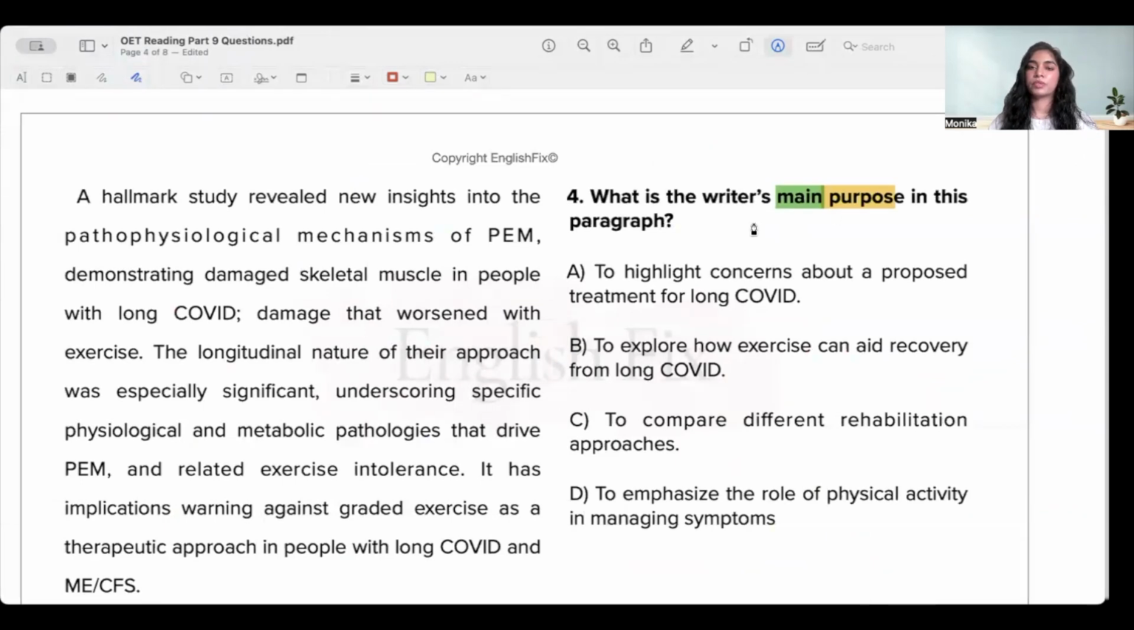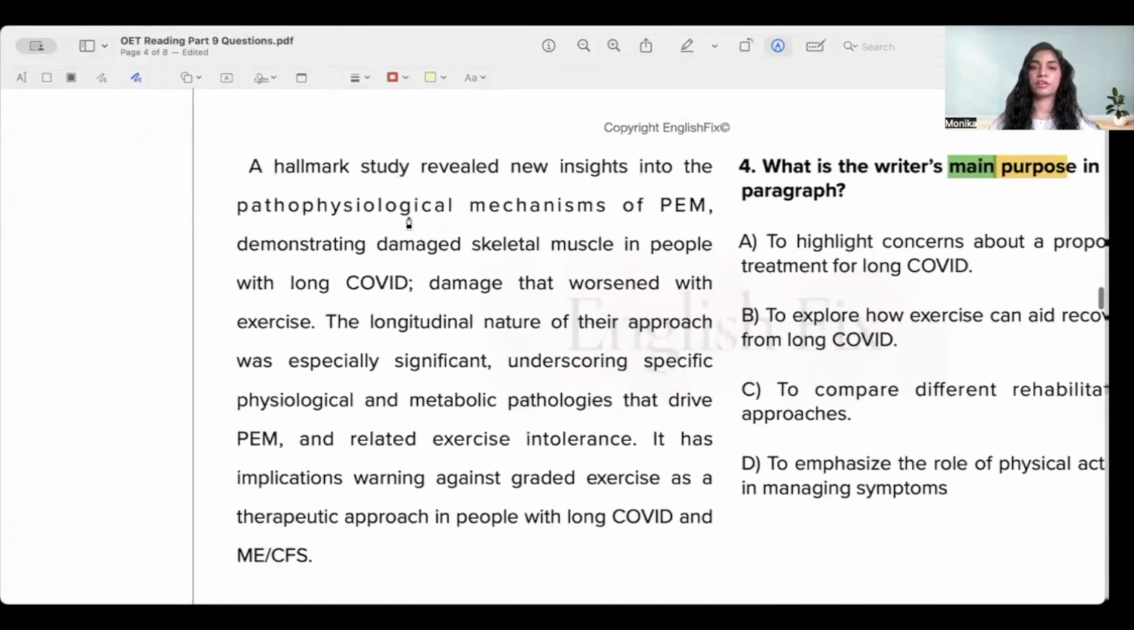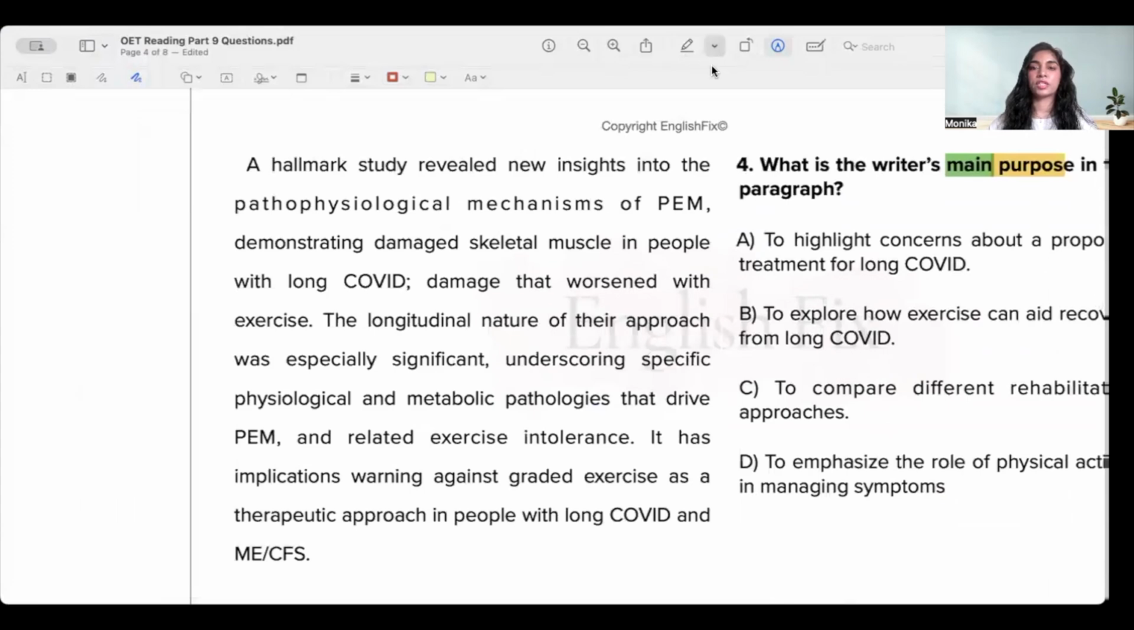What is the writer's main purpose in the paragraph? Right away, the writer is using an important word, a hallmark study. Hallmark study tells me that this is an important study. Then the writer says the hallmark study revealed new insights, something we didn't know before, into the physiological mechanisms of PEM, demonstrating damaged skeletal muscle in people with long COVID. Okay. The damage that worsened with exercise.